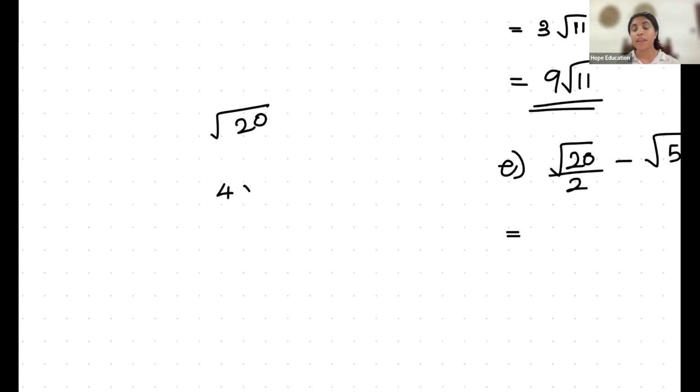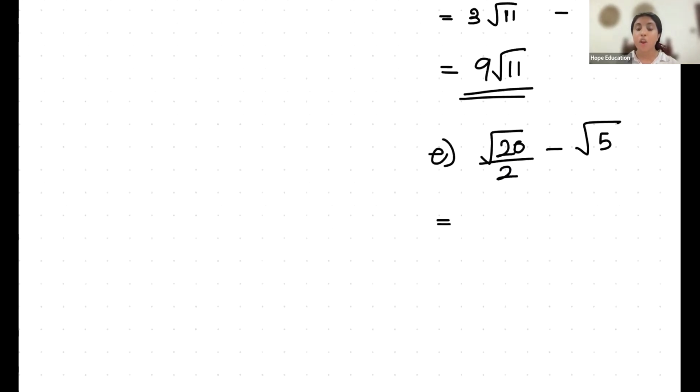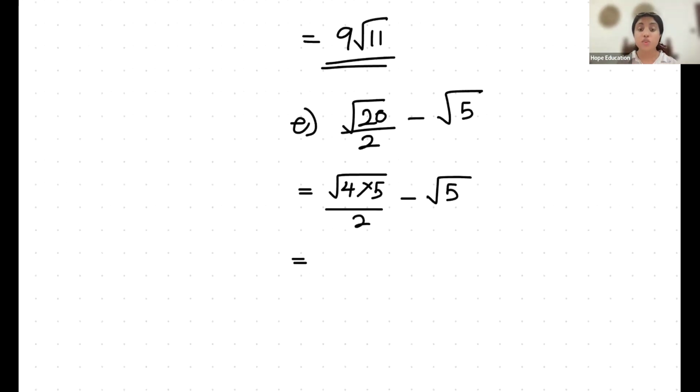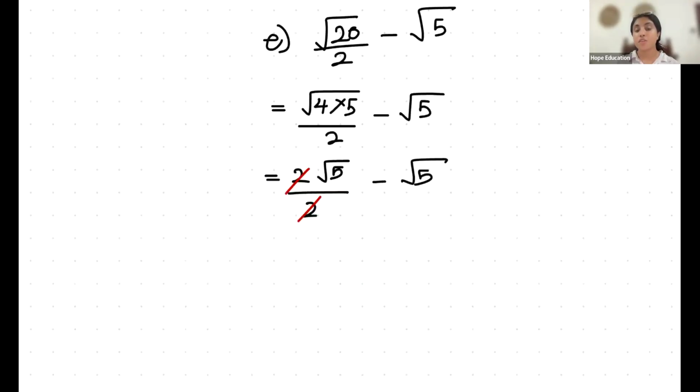Therefore, here I can break it down as 4 times 5. 4 times 5 is 20, divided by 2 minus root 5. Square root of 4 is 2, so I take 2 out. Root 5, here 2, and here I have root 5. Now you can see the 2 cancels, and I have root 5 minus root 5, answer is 0.